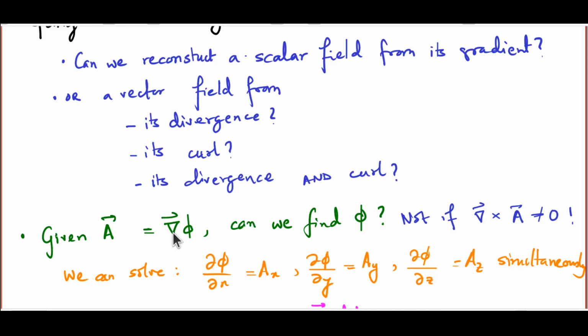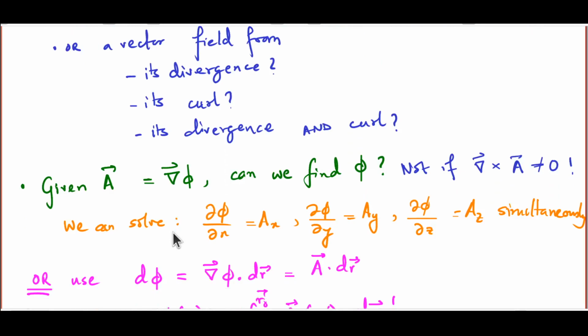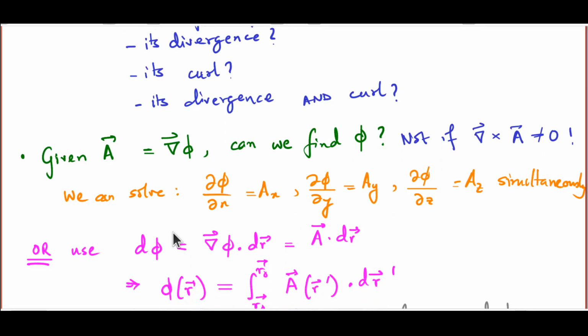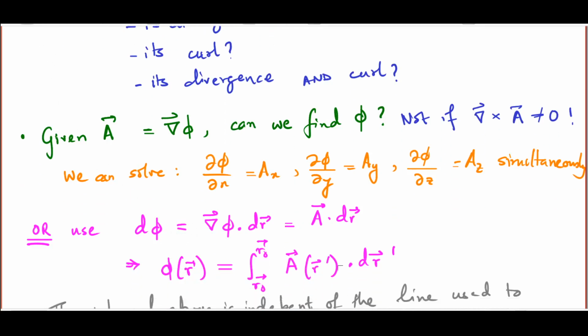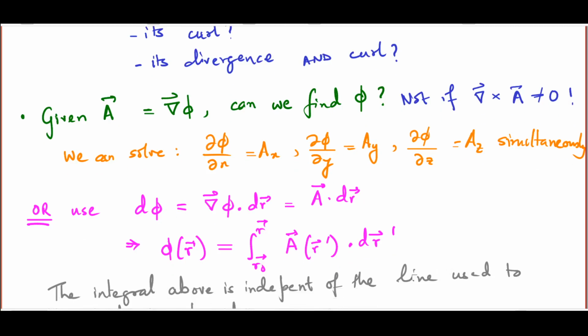Another, perhaps simpler approach is simply to note that the infinitesimal change in phi, d phi, is nothing but grad phi dot dr, and in this case it's going to be the vector field A dot dr. So if we were to integrate this from r0, some arbitrary point, to the point r, and of course the integrand will depend on a dummy variable which I am calling r prime now. So if you integrate A at r prime dot dr prime from r0 to r, you are going to get phi of r.